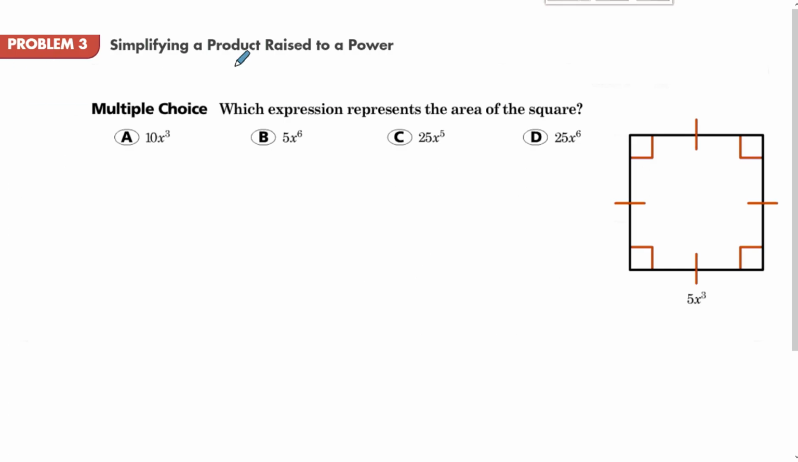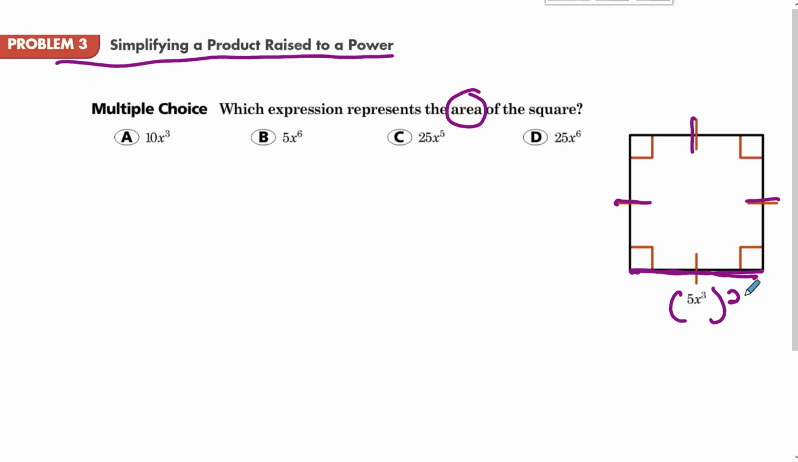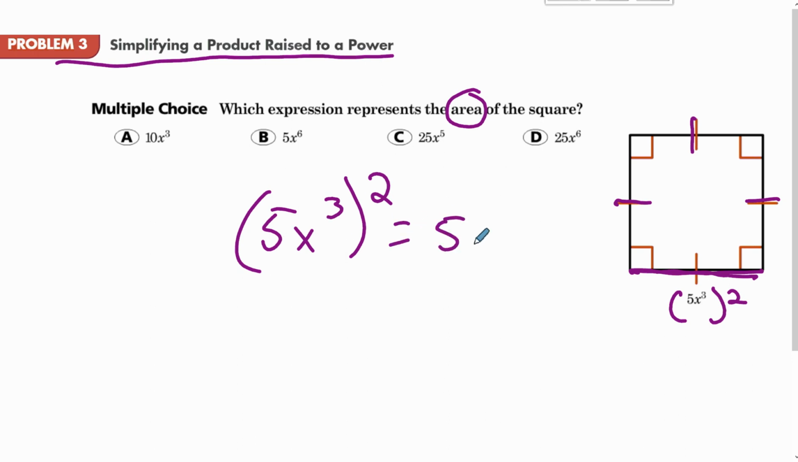So here's the next problem. So again, it's product. This time it's product raised to a power. Okay, and so one side, this length right here is 5x cubed, and it's a square, so that means all these sides, these 4 sides are 5x cubed. And we want to find area. Well, area of a square is just one side and square it, right? So I want to take 5x cubed and square it, which means I have 2 5x cubes. So this is an expanded version, 5x cubed times 5x cubed.